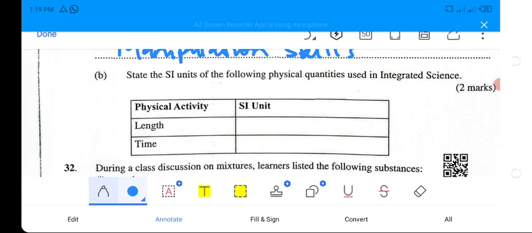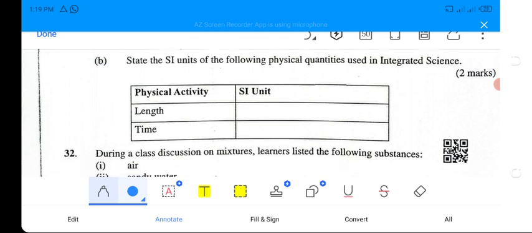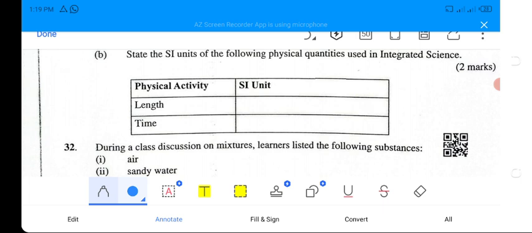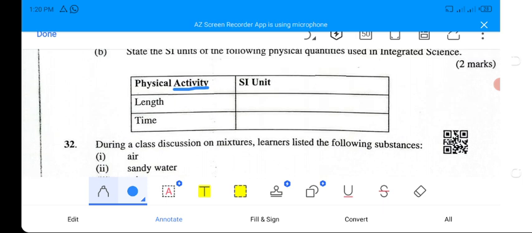Part B, state the SI unit of the following physical quantity used in integrated science. The physical quantity is length. Then we have SI unit. This one is supposed to be quantity, not physical activity. So length, the SI unit for length, because it's a basic quantity, is meter.